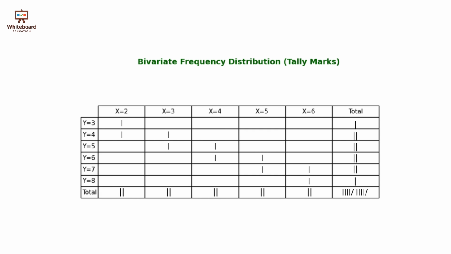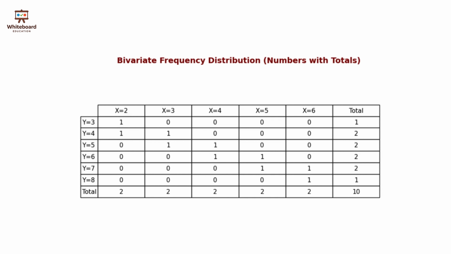We can also get the totals at the end. Lastly, we also create a bivariate frequency distribution table with numbers like this.